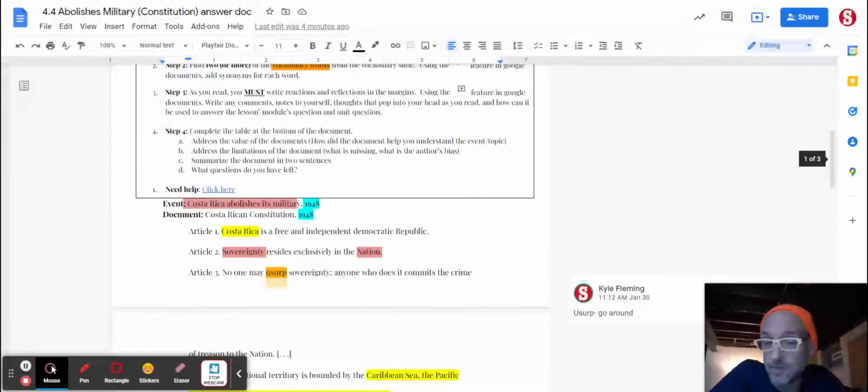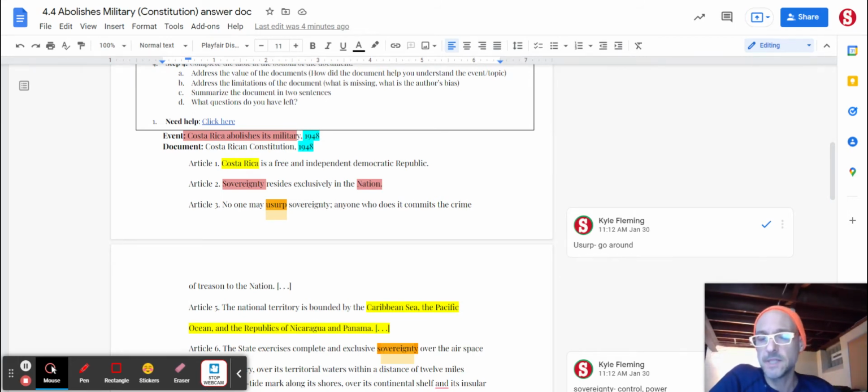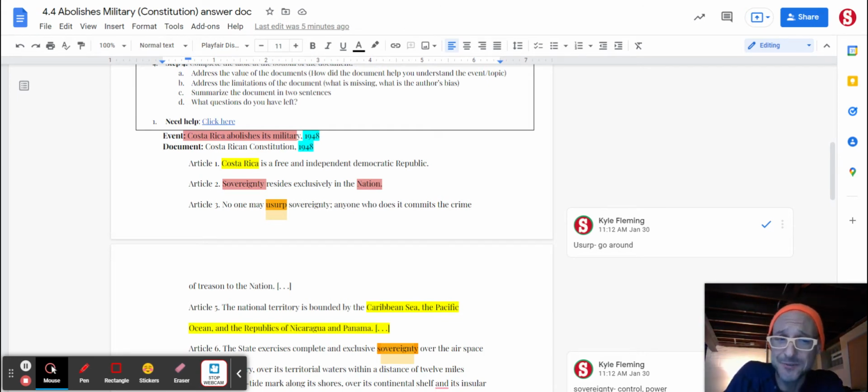Let's take a look. So, of course, as most of our documents, this is not the entirety of the Constitution, but we have pulled out the parts that would be relevant to our search. So, Article 1, Costa Rica is a free and independent democratic republic. Costa Rica, I decided, is a group, right? It's a country, right? So I thought that was an important place since this is the country it's for.